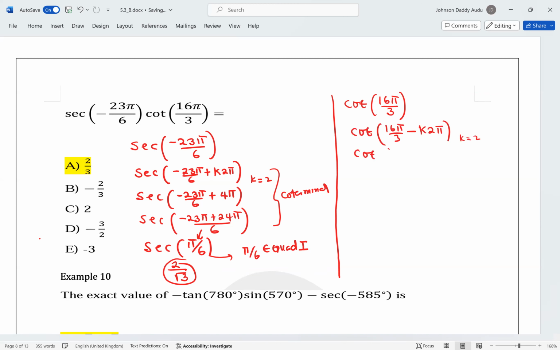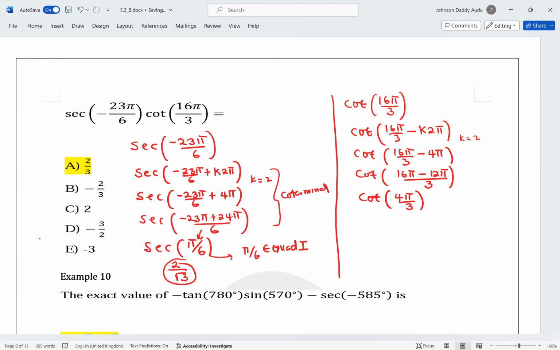you have 16 pi minus 4 pi. I think k equals 2 will work. So you have cotan of 16 pi over 3 minus 4 pi. And this will be cotan of 16 pi over 3 minus 12 pi over 3, right? And this is going to be cotan of 16 pi minus 12 pi, which is 4 pi over 3, okay?